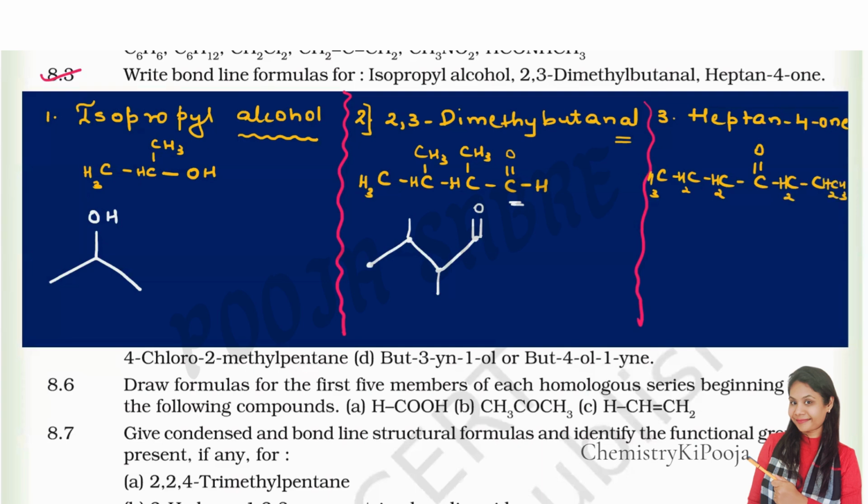Okay, this is CH3. So now while writing the bond line, this is 1, 2, 3, 4, 5, 6 and 7. Clear? And then on the fourth position, we have a double bond O, that is the ketonic group. So I hope you understood the entire concept.